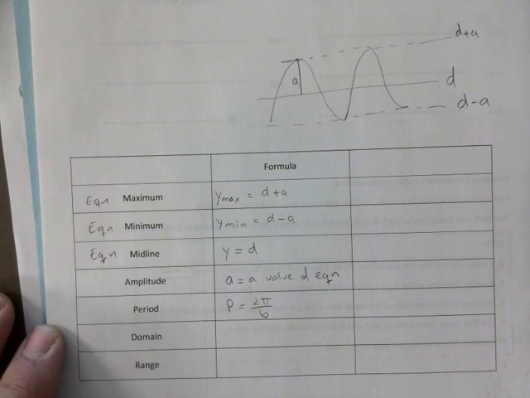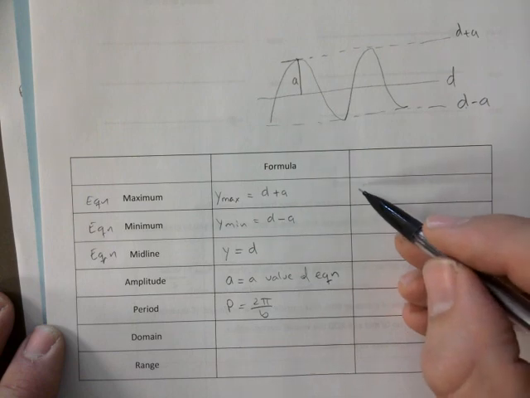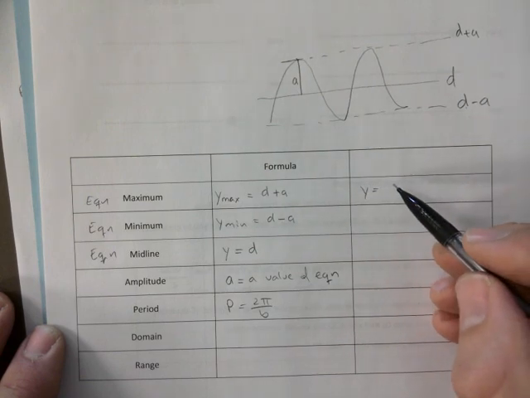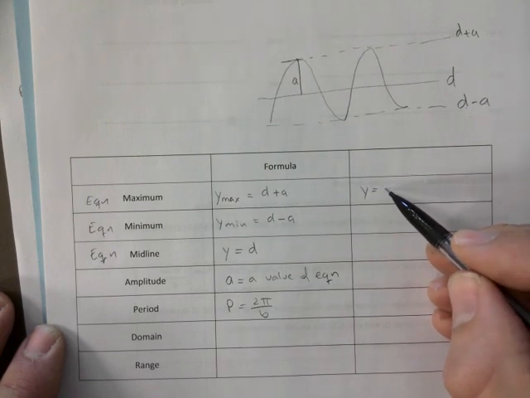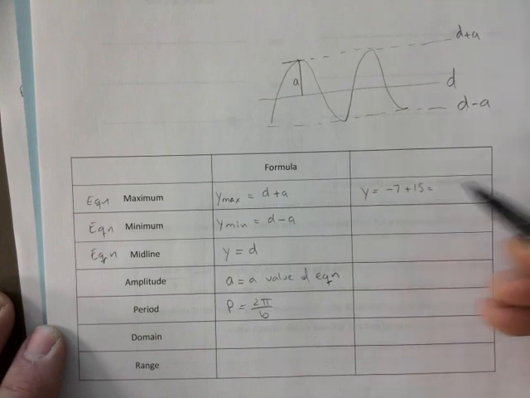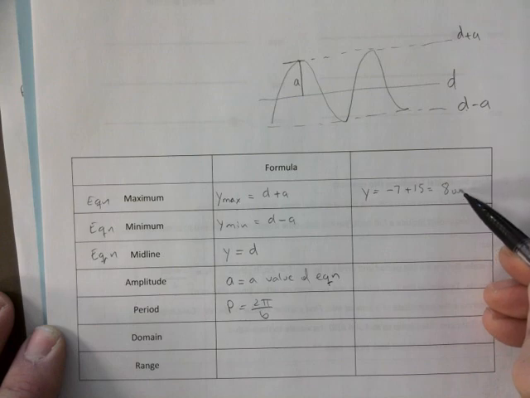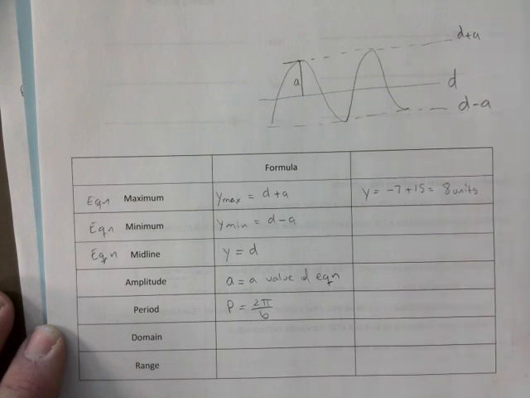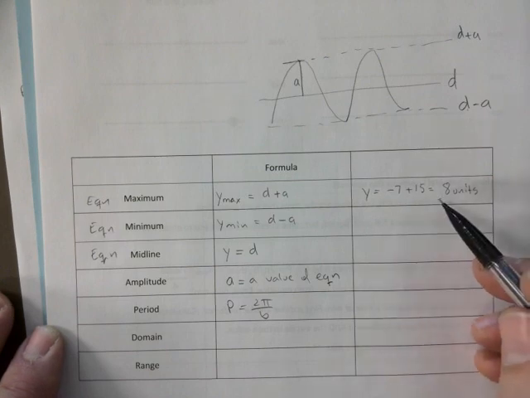Jason, can I just graph it and then use my calculator to find it? Yes, but that takes longer, right? So we're going to say y is equal to, what's d over there? Minus 7 plus 15. And that is 8 units. Why are we putting units? Because soon it's going to be seconds. Soon it's going to be feet, right? So you know where we're going, right?